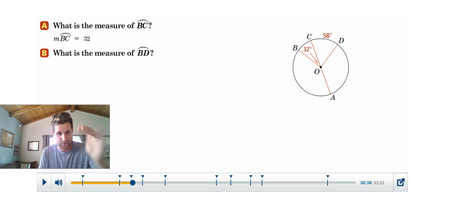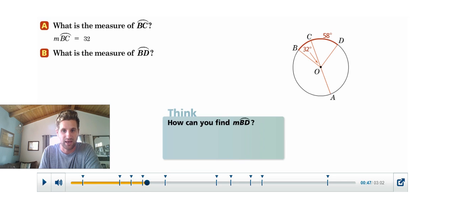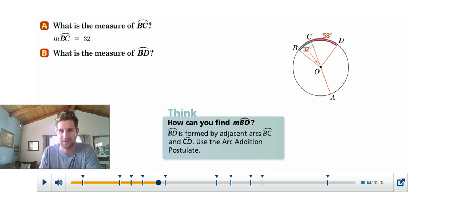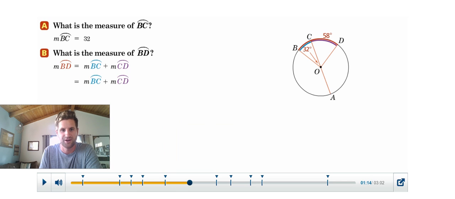Okay, second part. So you're going to write all these little parts down. BD. So BD, again, according to the arc addition postulate, we can add arcs together. So we should be able to add 32 and 58 together to find BD. And that's what they're trying to make you think about. You don't have to write that. I already said it. Arc addition postulate. We got this. Okay. So we add BC and CD, and we get 90 degrees. Okay. So it's 90 degrees.